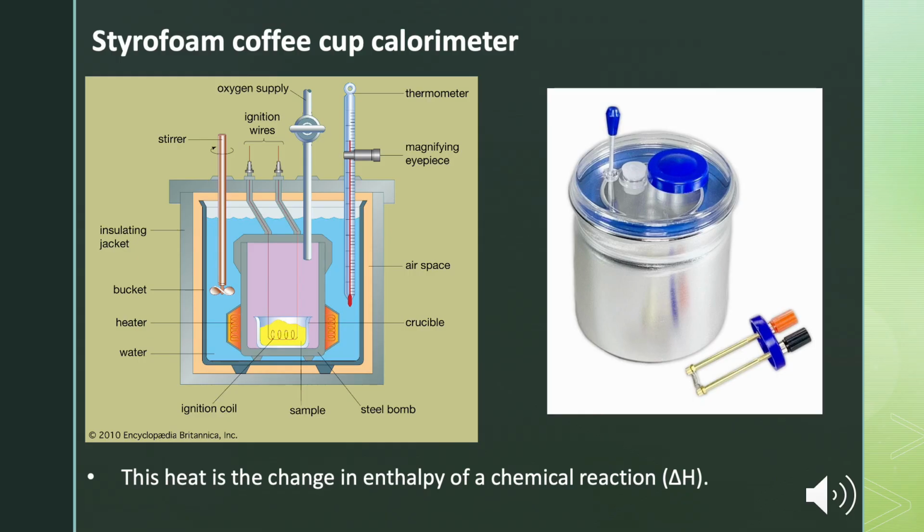First type, coffee cup calorimeter. Cheap, DIY, styrofoam insulates. At constant pressure, the heat measured is exactly delta H. Reaction recall: isobaric system Q equals delta H. Great for aqueous reactions. No volume work complications.